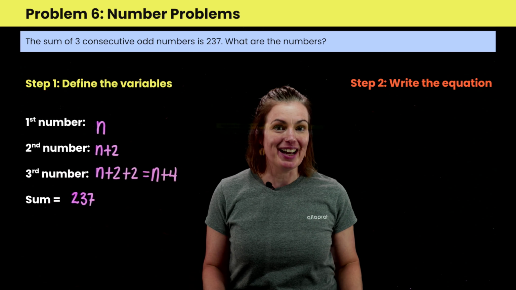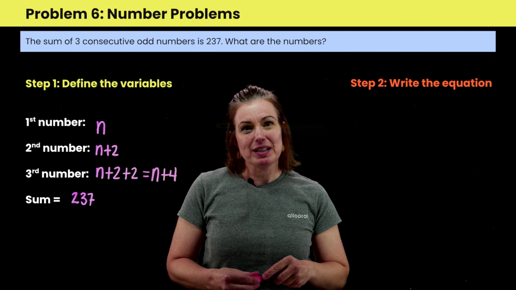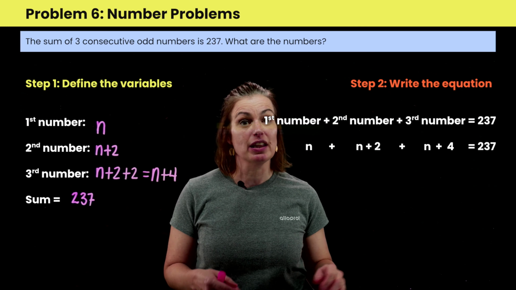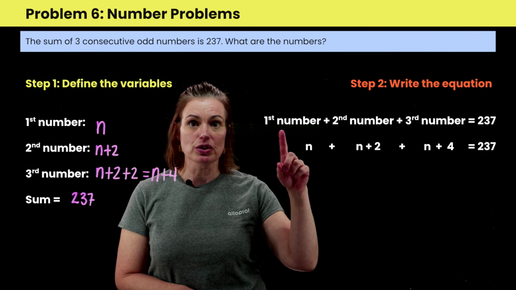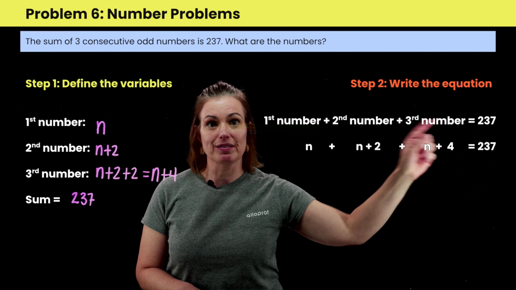So now I'm ready to go ahead and write my equation. And to do that, I've got to think about what it means to be a sum. Well, the sum is the result of an addition. So really, I'm going to take the 3 numbers and add them together to give me 237. So the first number plus the second number plus the third number will give me 237.